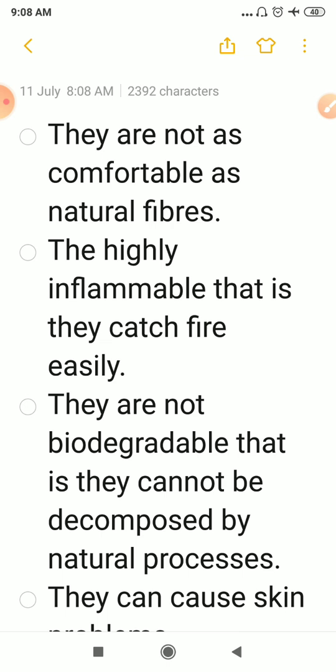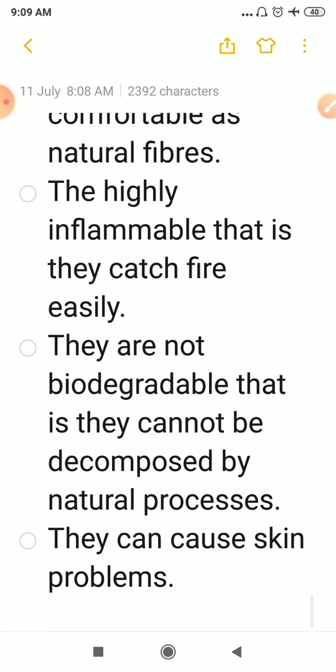If somebody is wearing cloths made from synthetic fibers, it is highly inflammable, and if he or she is working in the kitchen, there are chances of catching fire easily. Therefore he or she has to take special care when wearing cloths made from synthetic fibers.